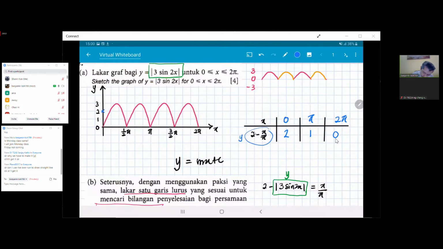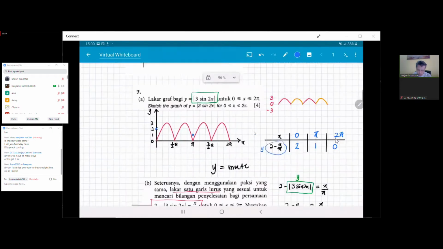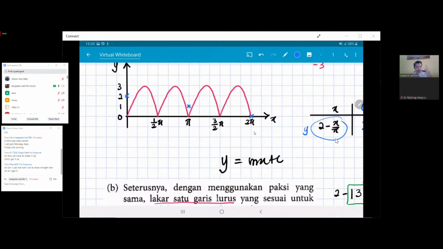X is pi, y is 1. Last one, x is 2 pi, y is 0. So x is 2 pi, y is 0 will be right here, on the x-axis. So those 3 points now, you are going to draw a straight line. So take a ruler and draw a straight line.